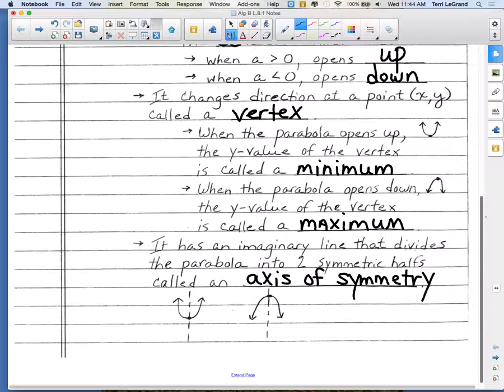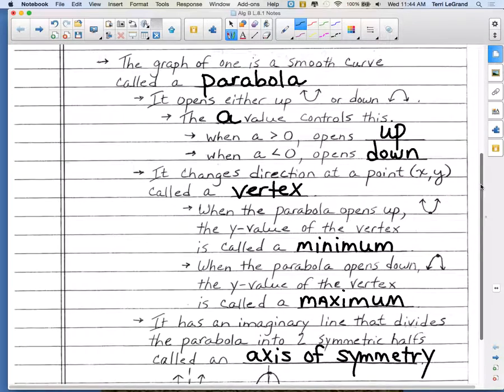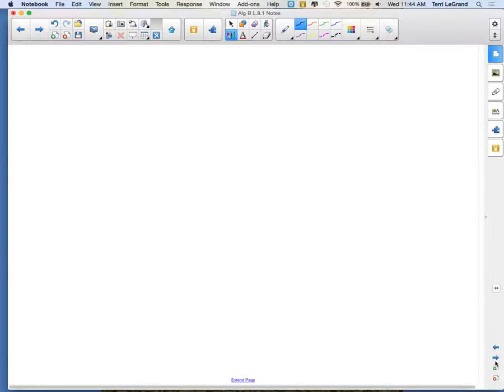Okay. Questions so far on this side? These are all things you need to have an understanding of. Okay, let's go to the back side then. What are we doing back there?